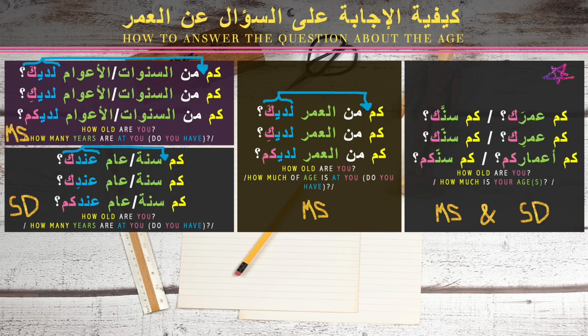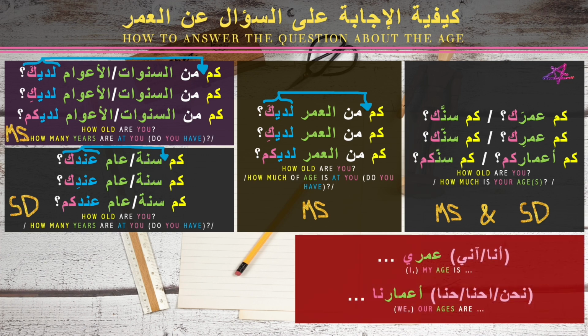In this part, we will see how to answer the question about the age. There are two simple ways to answer the question directly. The first way is by saying, my age is, or our ages are, and you tell the number indicating the age. In Arabic, there is something very special about the language.